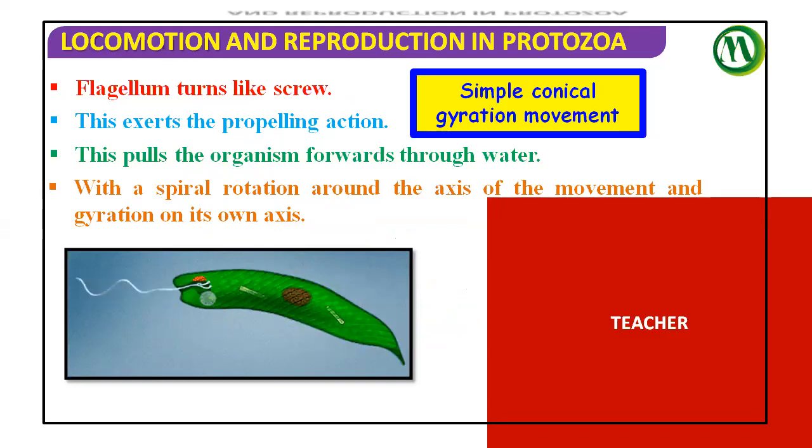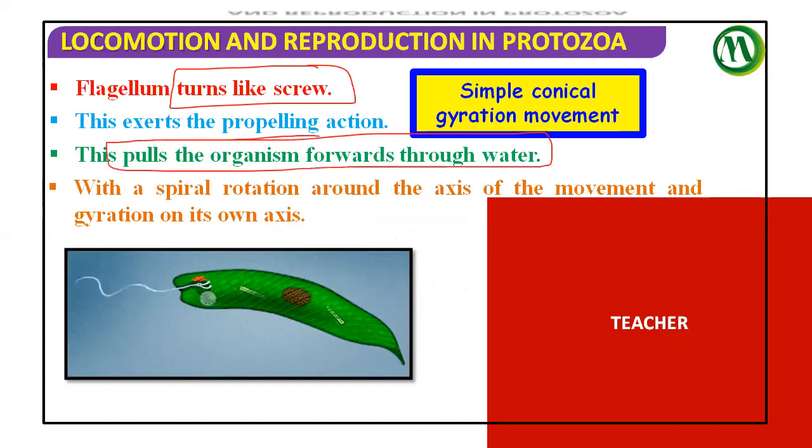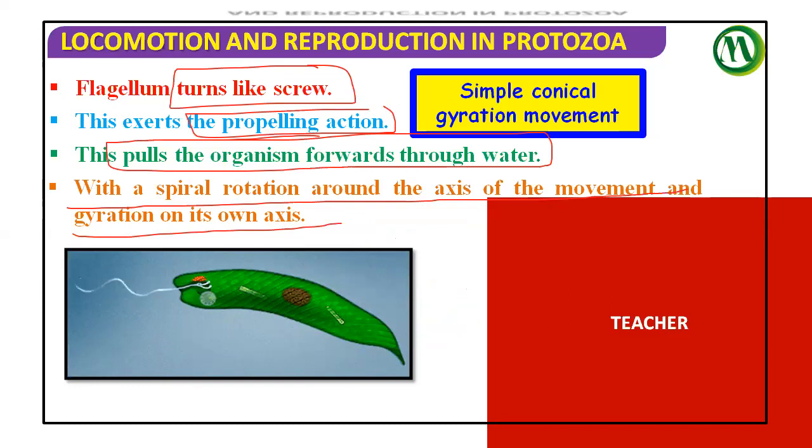Here, more turning is not possible for us to create in animation, so just remember it turns like a screw. What happens if it turns like a screw? It pulls the organism forward through the water. So what kind of action is it? We say propelling action and pulling force. With a spiral rotation around the axis of movement and gyration on its own axis, the Euglena moves with spiral rotation like this, rotating itself as it moves.